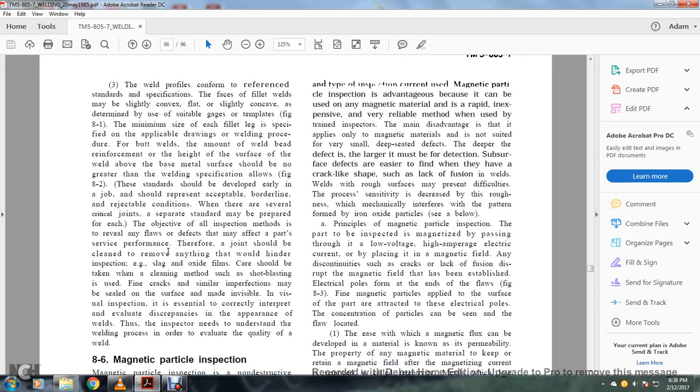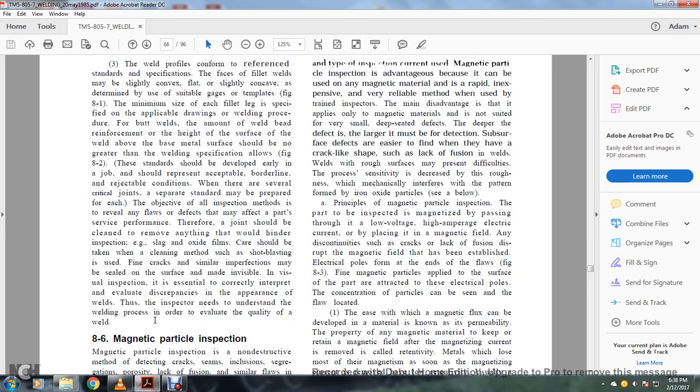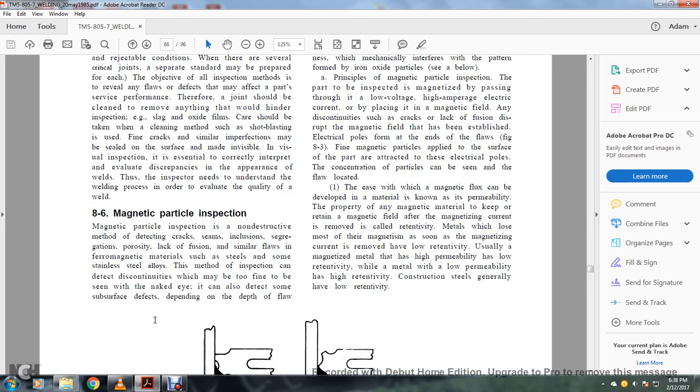Therefore, a joint should be cleaned to remove anything that can hinder inspection. Slag or oxide films should be carefully removed by cleaning methods such as shot blasting. Fine cracks and similar imperfections may be sealed and on the surface may be invisible to visual inspection. It is easy to misinterpret and evaluate discrepancies in the appearance of welds, so the inspector needs to understand the welding process in order to evaluate the quality of the weld.